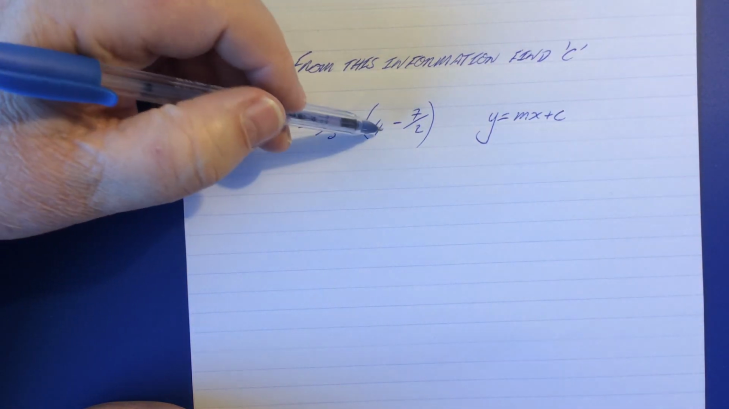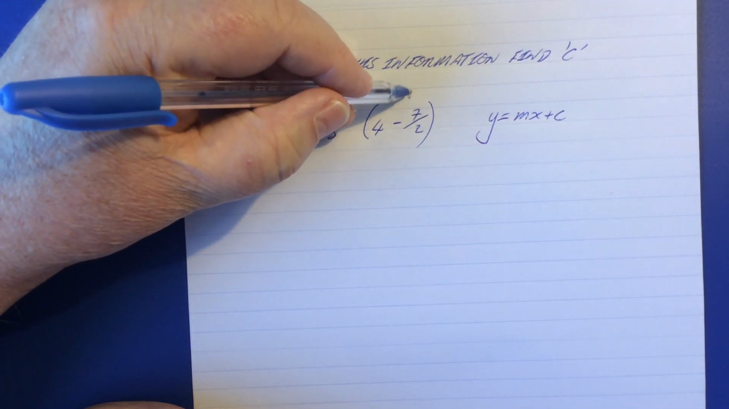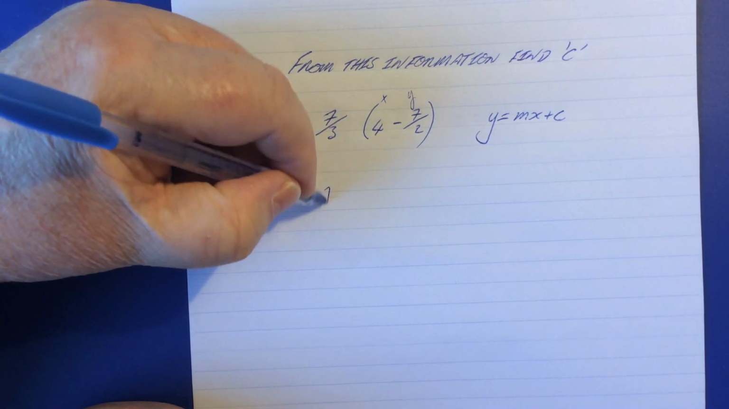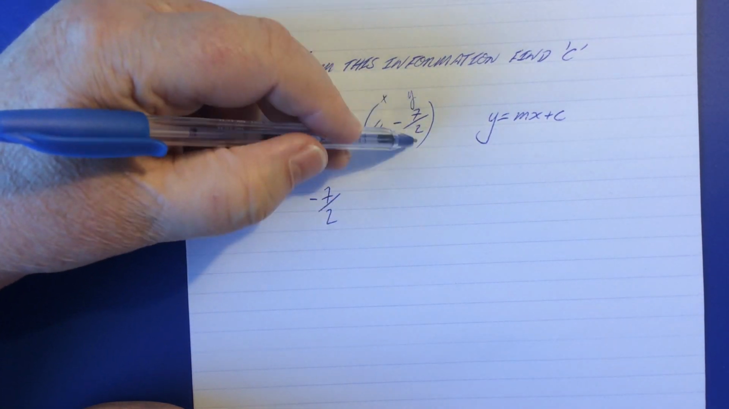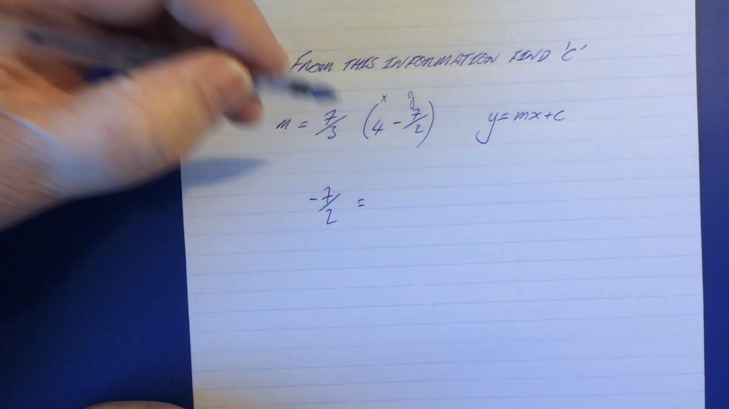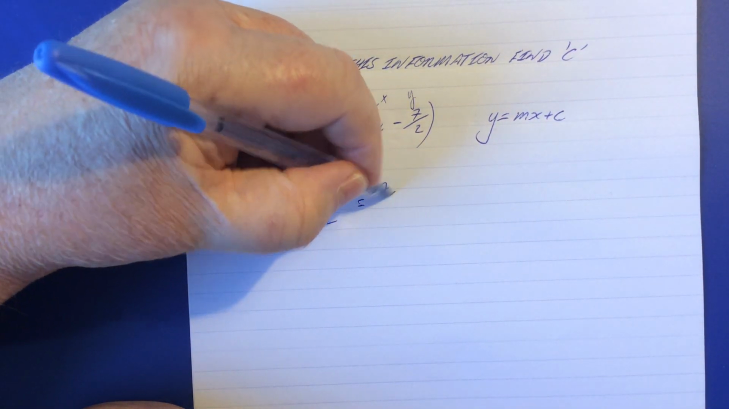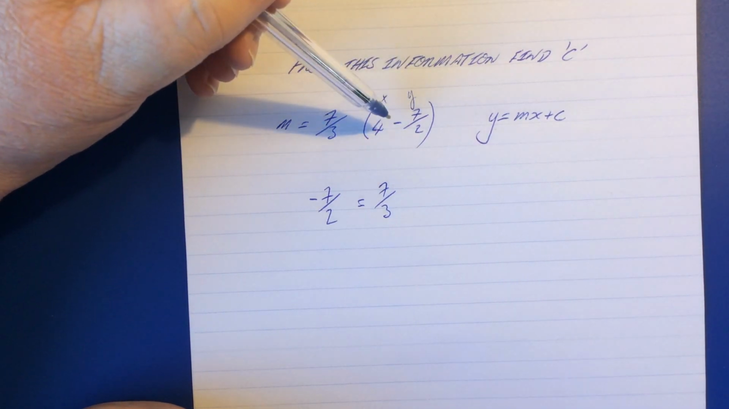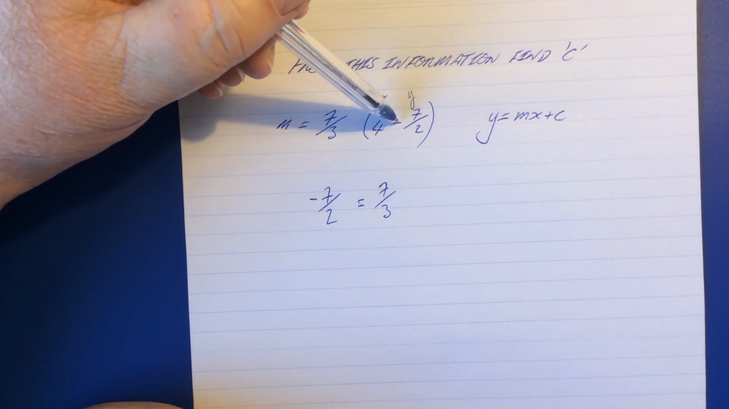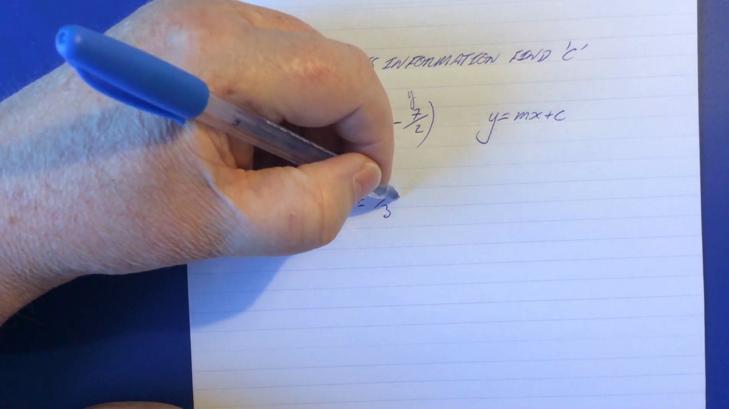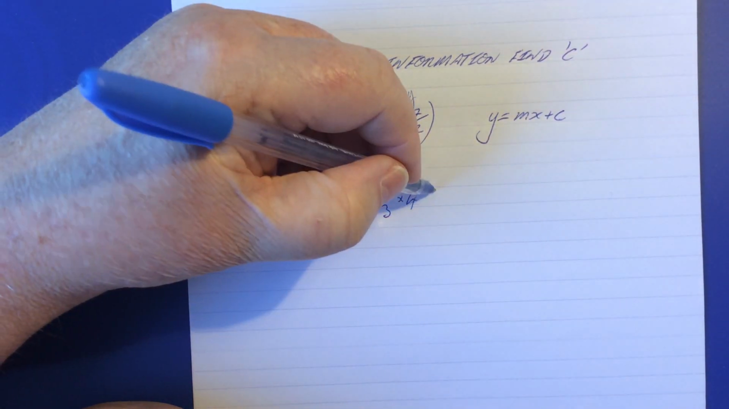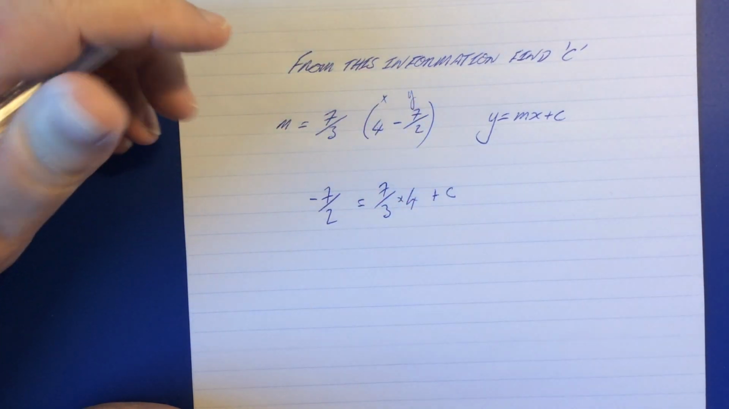So what do we know? Well, we have an x-coordinate, we have a y-coordinate, and we have a gradient. So negative 7 on 2, which is our y-coordinate, is equal to 7 on 3, this is already looking awkward, times 4, that's our x-coordinate, plus c.